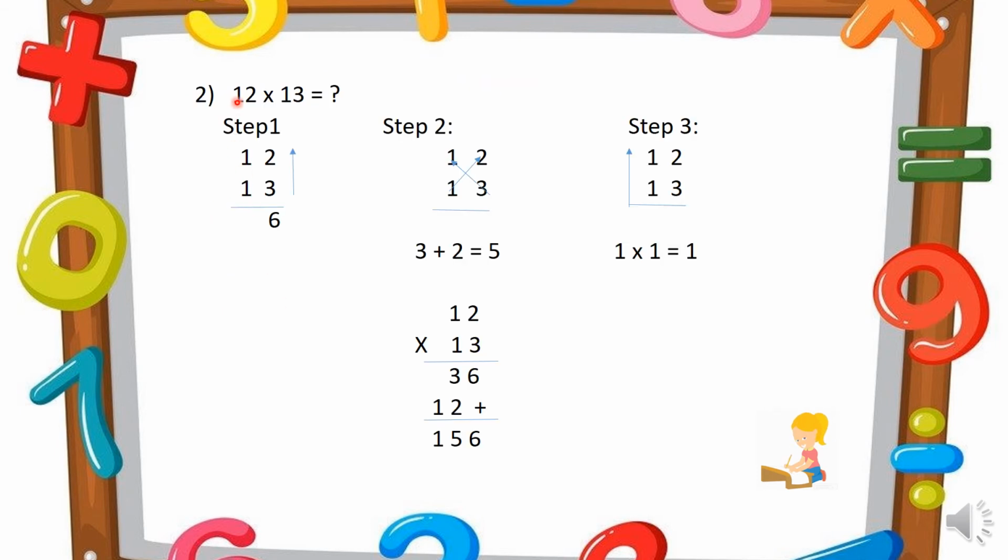Next, 12 multiplied with 13. What will be the answer?